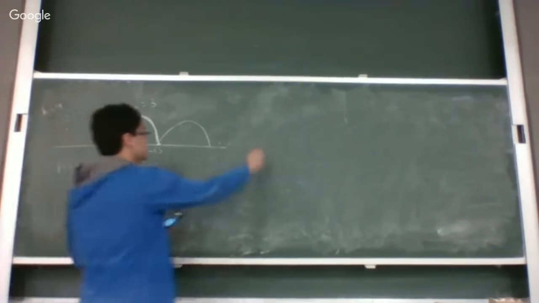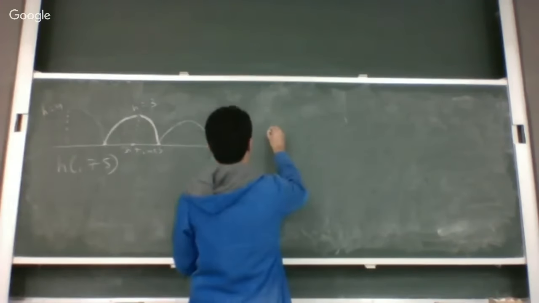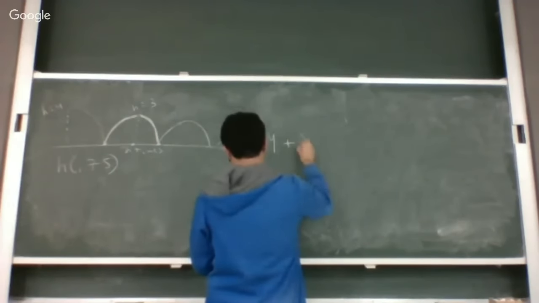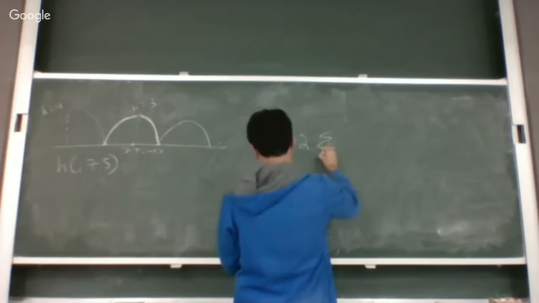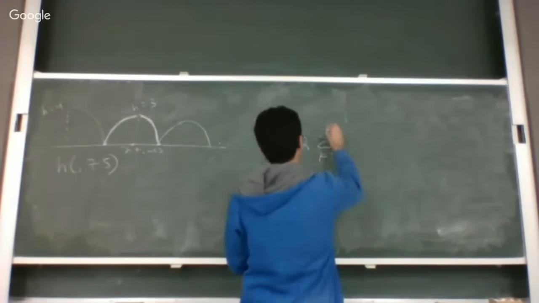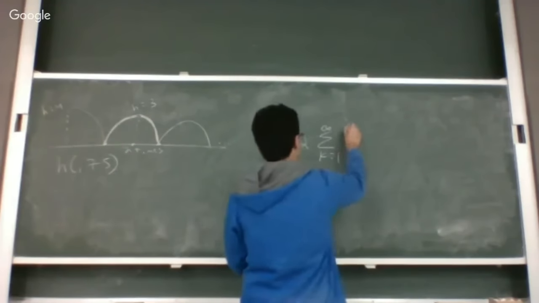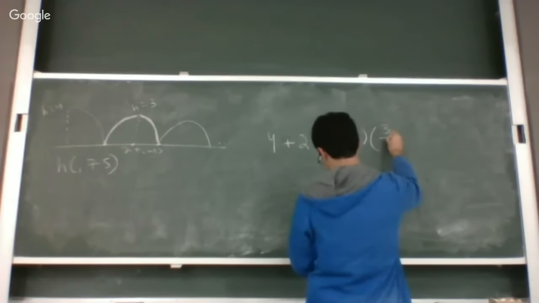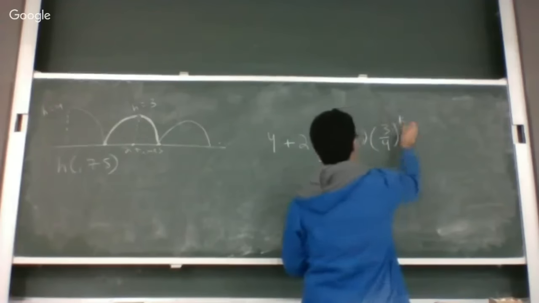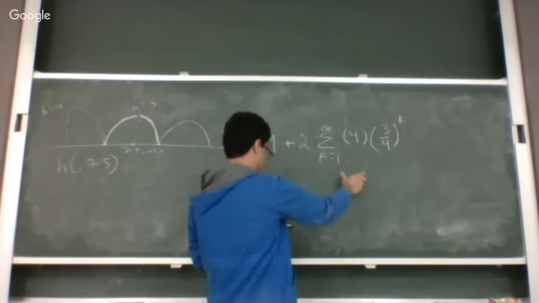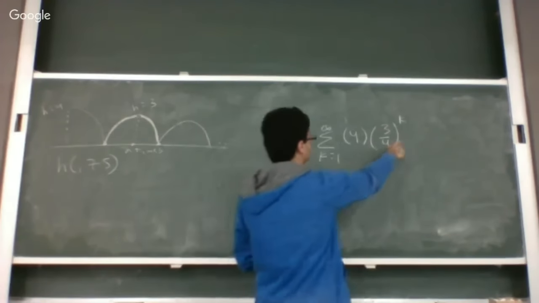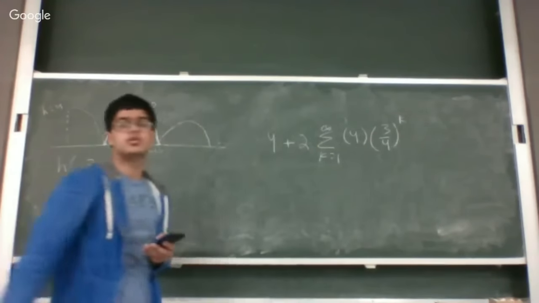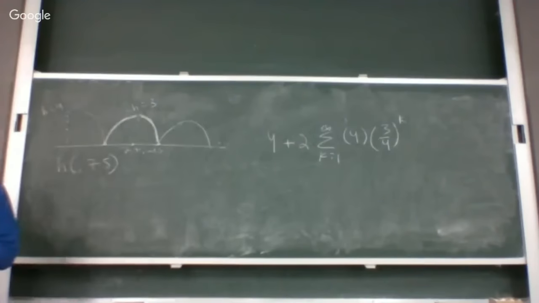Okay. So the summation, we start off with 4 plus 2 times the summation of k equal to 1, going to infinity of 4 times 3/4 to the k. Okay, because to find the next height, we need to multiply by 3/4 from 4. Any questions on that?